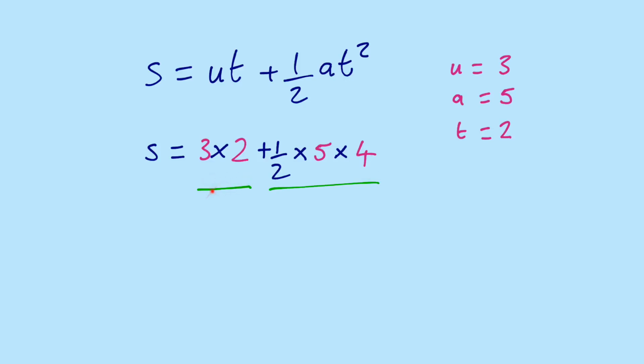Now the 3 times 2 is quite straightforward. That will give us 6. And then the half multiplied by 5 times 4. The easiest way to do this is to times the whole numbers together first, which is 5 times 4, which is 20. And then half that. So that will be 10. So my final answer, S equals 6 plus 10, which is 16.